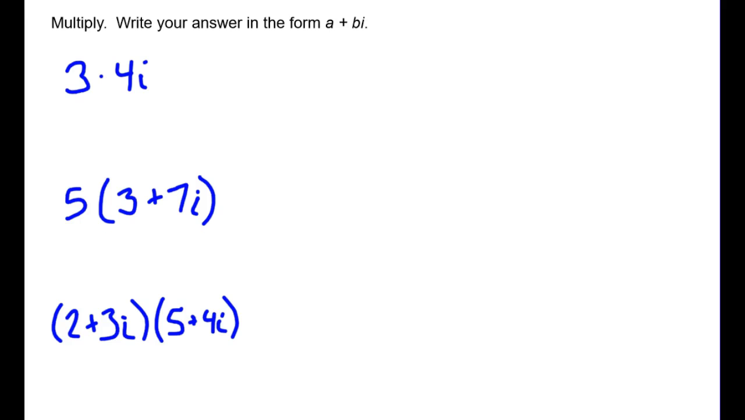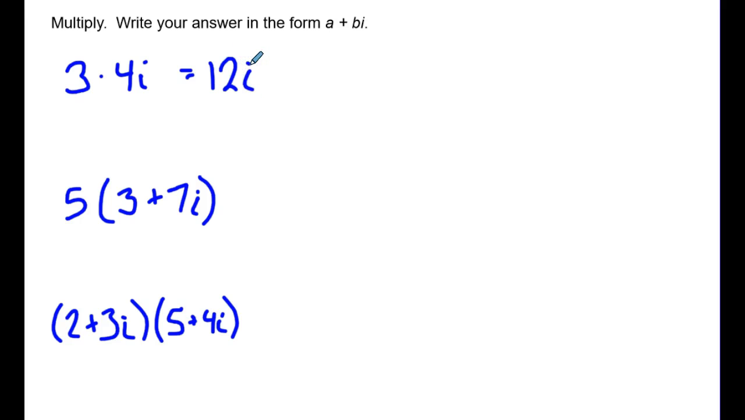Next, we're going to multiply complex numbers. We want to write the final answer in the form a plus bi. In this first one, we have 3 times 4i. All we have to do is multiply the coefficients. So 3 times 4i is going to leave us with 12i.